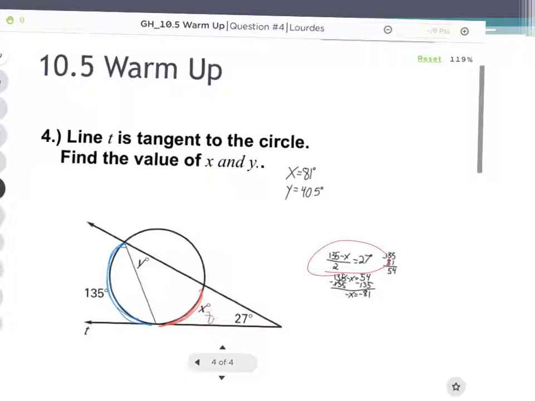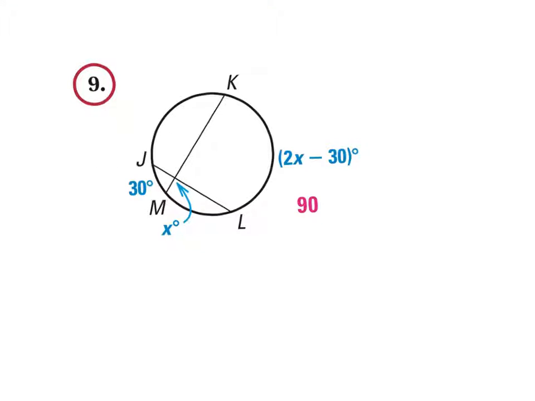So then once you have that, Y is what kind of angle? Inscribed. And the inscribed has what relationship to the arc it intercepts? It's half its measure. So half of 81 is 40.5. Questions on any of the warm-ups? Okay, good. We're done with the chapter, right?